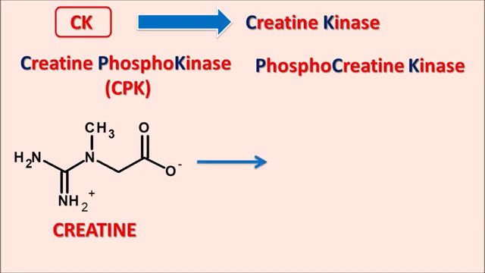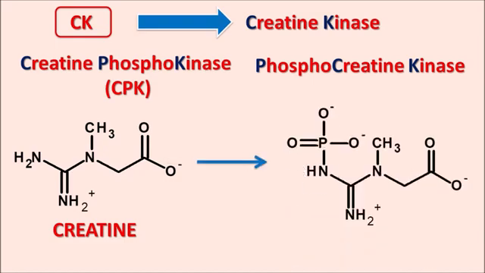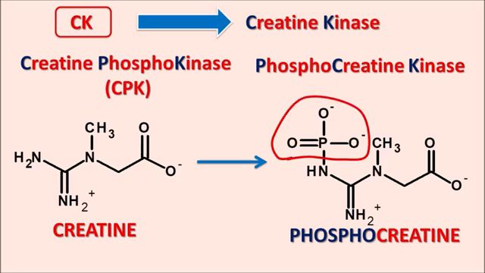Now this creatine can be phosphorylated such that it produces phosphocreatine or creatine phosphate. Here we can observe a phosphate group attached on the free amine group. This reaction is mediated by the enzyme creatine kinase, and the same enzyme is also responsible for conversion of phosphocreatine back into creatine. That's why this enzyme is also called phosphocreatine kinase or creatine phosphokinase. In this way, creatine kinase is responsible for this reversible reaction.